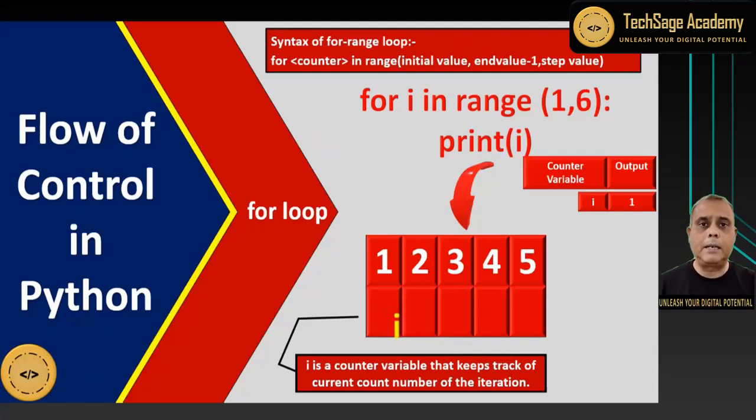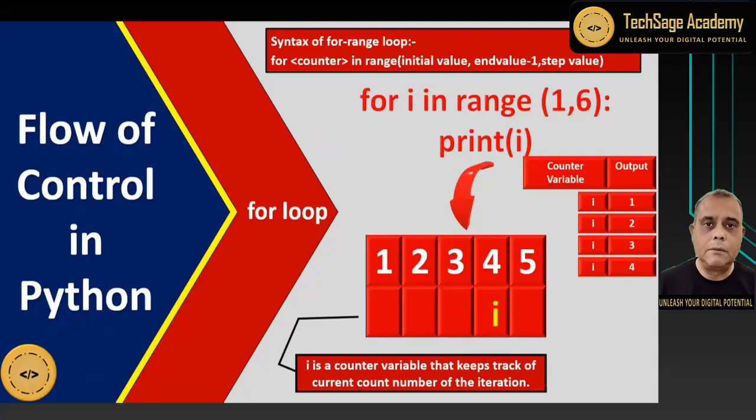Then in the next pass, i will move to 2. In the second pass, the value of counter variable i becomes 2 and 2 will be printed. Then in the next pass, the value of i becomes 3 and 3 will be printed. Then in the next pass, the value of i becomes 4, 4 will be printed, and in the last pass the value of i becomes 5, 5 will be printed, and then this loop is going to terminate.